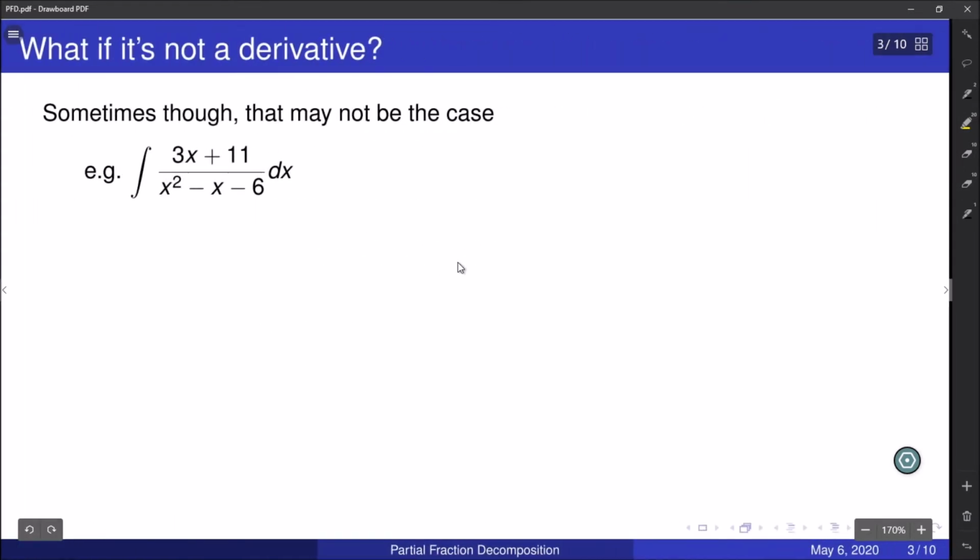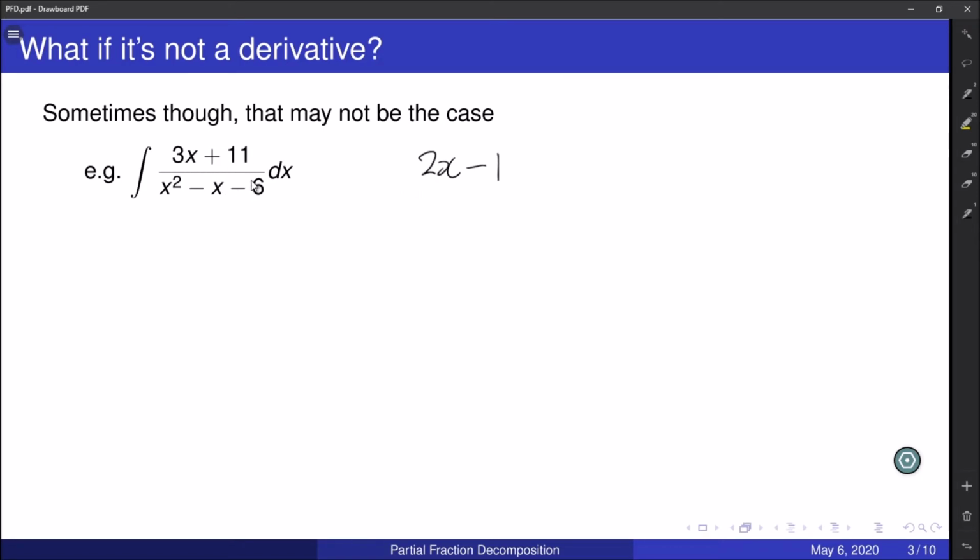So for example, this one, 3x plus 11 over x squared minus x minus 6. As you can see here, the denominator is exactly the same. So the derivative of the denominator is 2x minus 1, and there is simply no way you can change this to get to 2x minus 1. So what do we do?